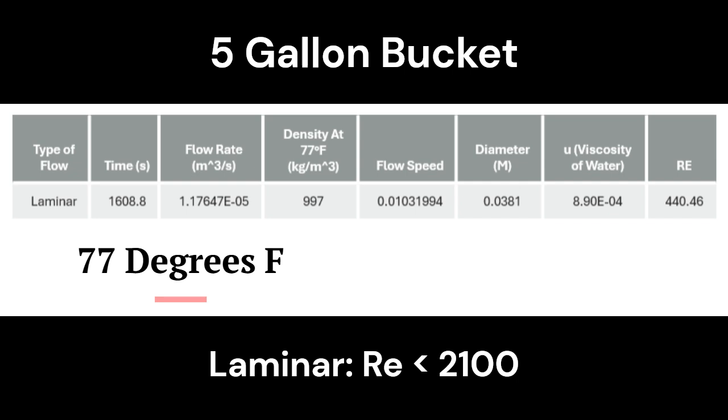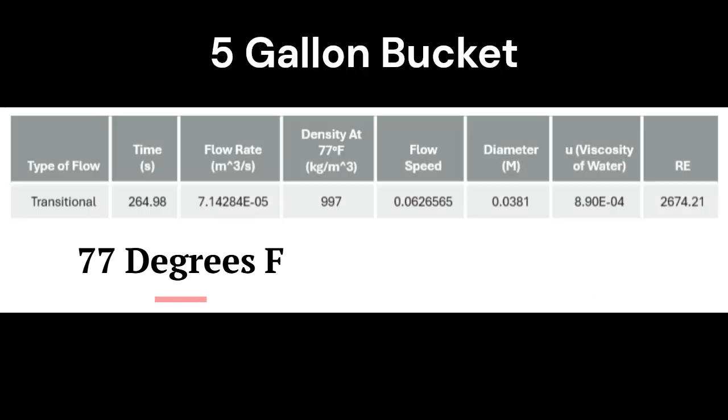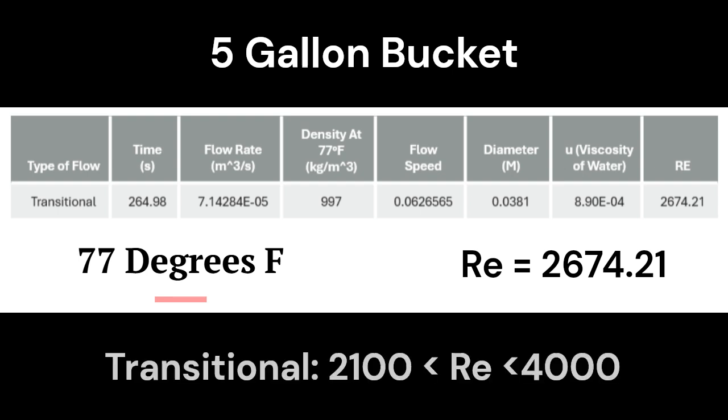The second laminar flow test came out to be a Reynolds number of 440.46, with the time coming out to be 1608.8 seconds. This is also laminar since it is also below the 2100. The transitional flow test came out to be a Reynolds number of 2674.21, with a time of 264.98 seconds to fill up. Since the Reynolds number is between 2100 and 4000, it is indeed transitional.